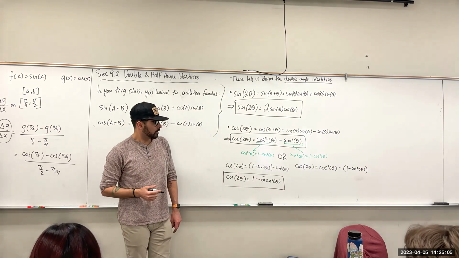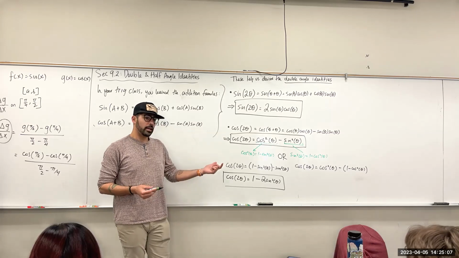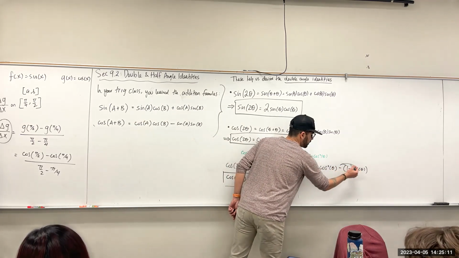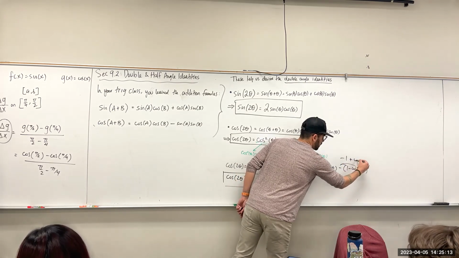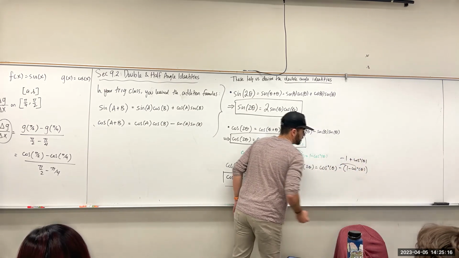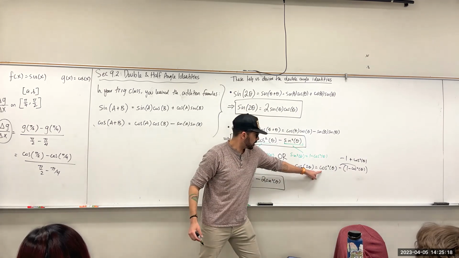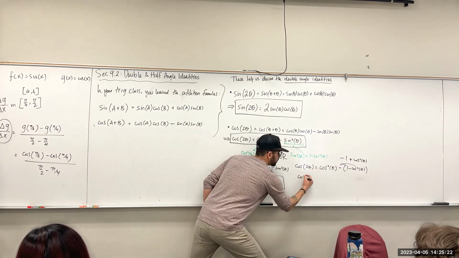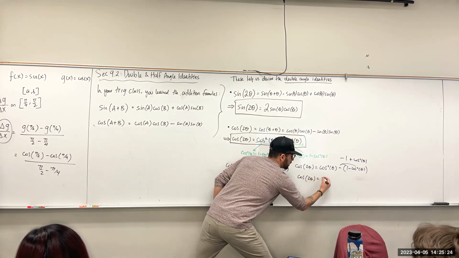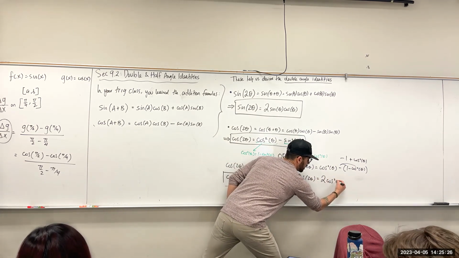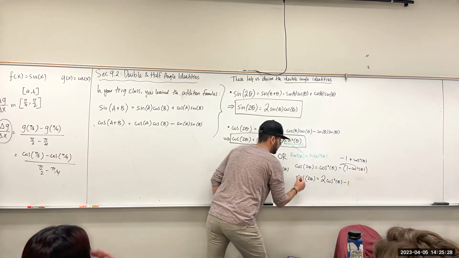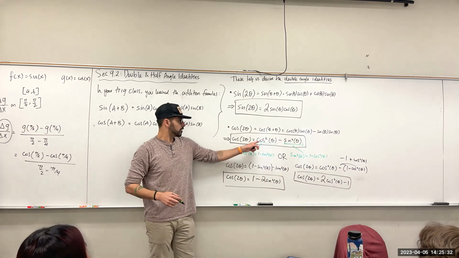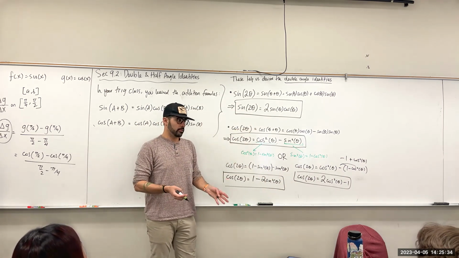Oh, here I have a negative in front, right? So we got to distribute that negative. So now what happens when I combine this with that bad boy? Yeah, I get 2 cosine squared theta minus 1. So this is a different trig identity. All three of these speak to each other this way. Okay.